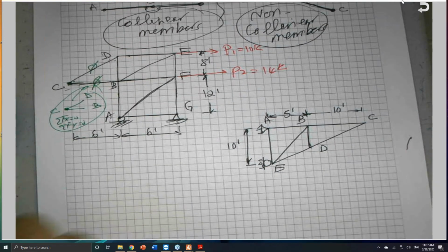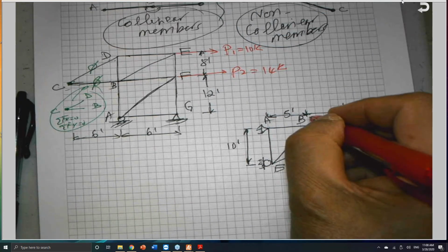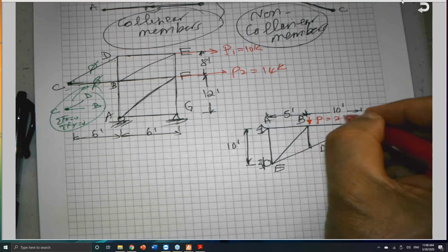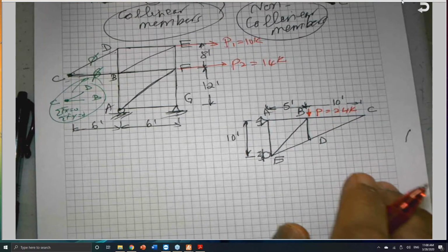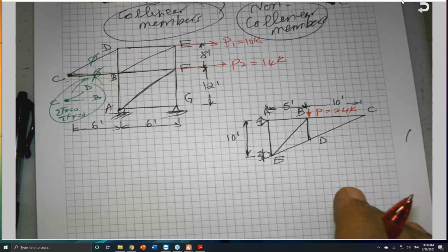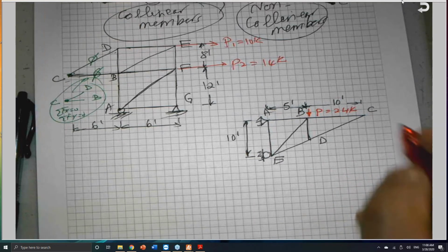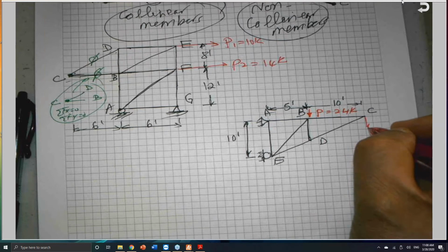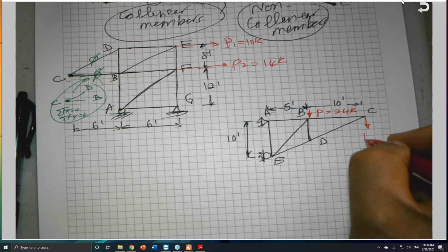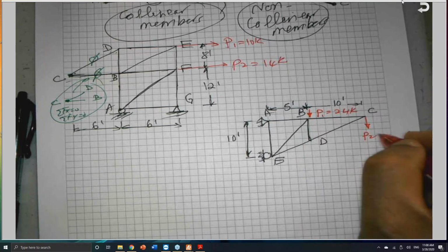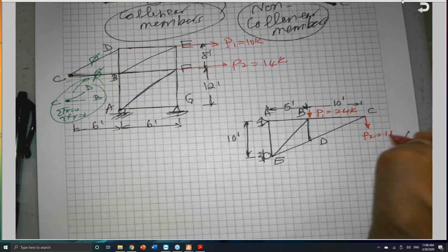And I have a load here. B1 is equal to 24 kips. And I have a load here. B2 is equal to 16 kips.